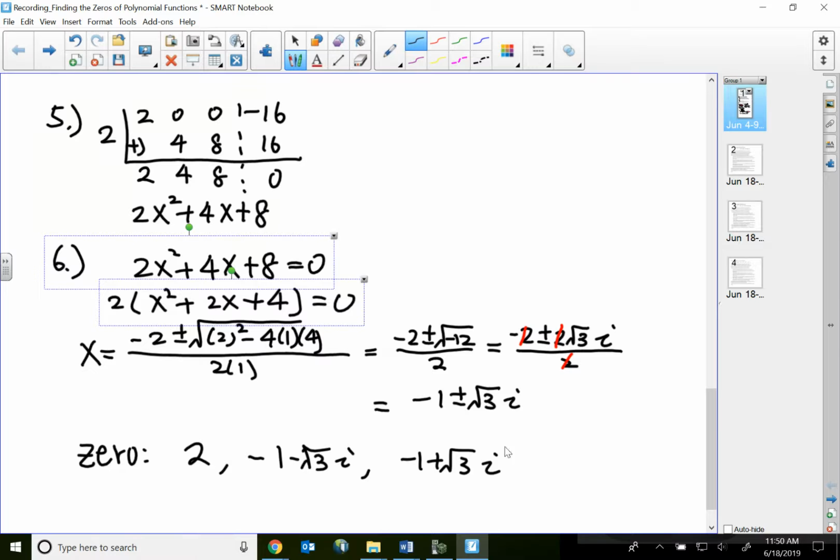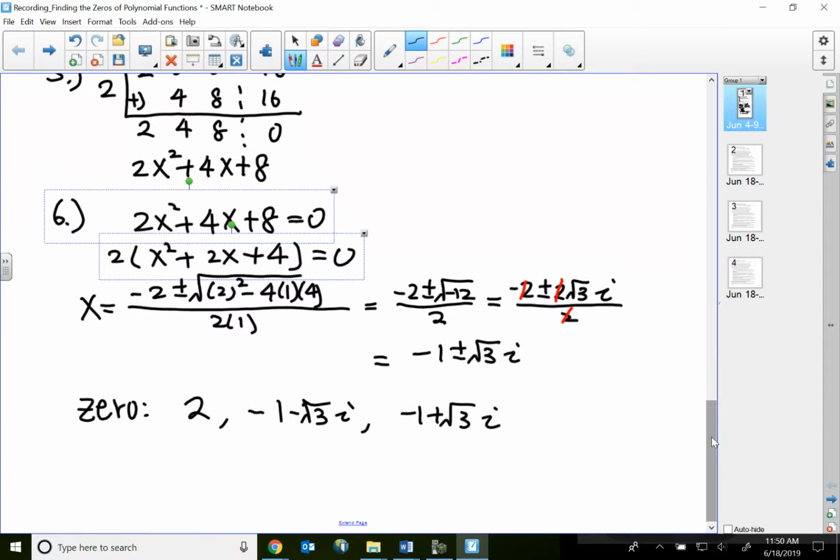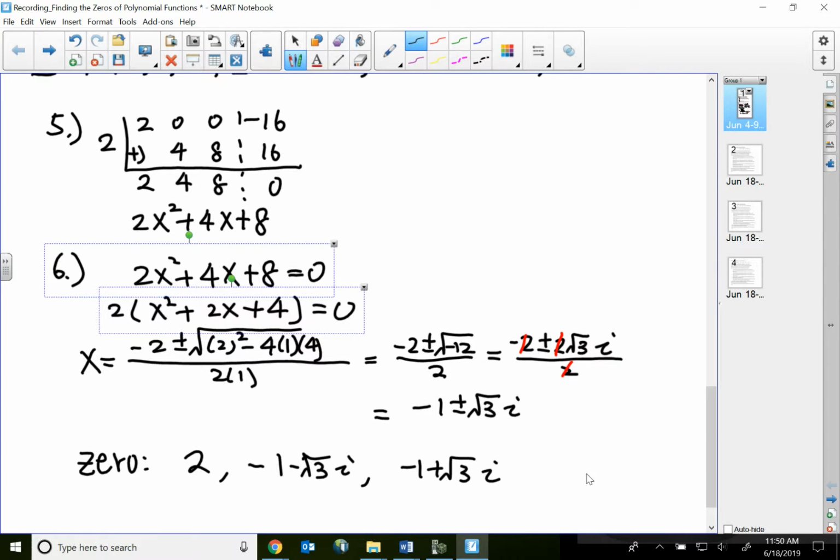Okay, we went through this whole list of things that we learned in order to find my 3 zeros. The complex conjugate theorem tells me that non-real zeros always come in conjugate pairs. One is positive, one is negative.